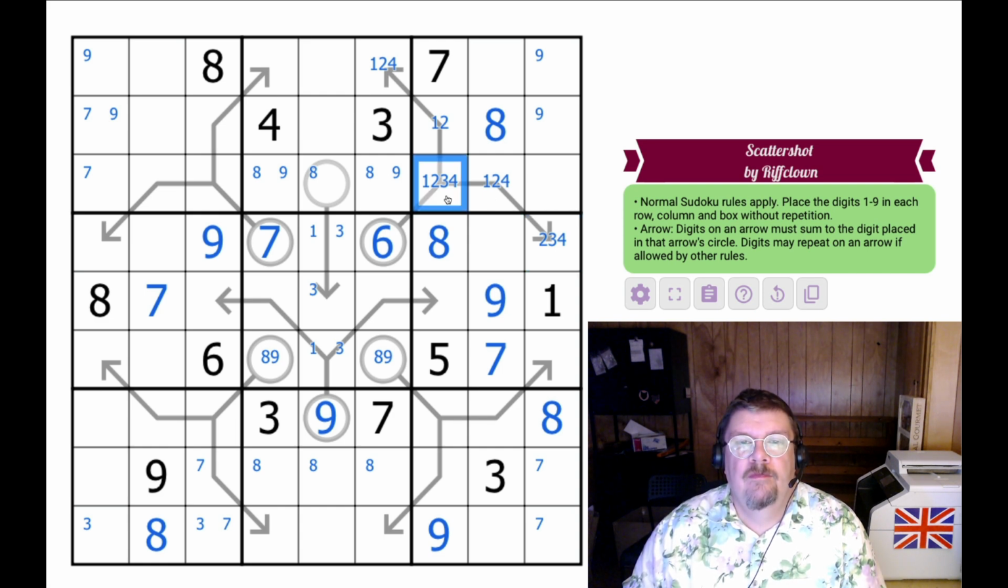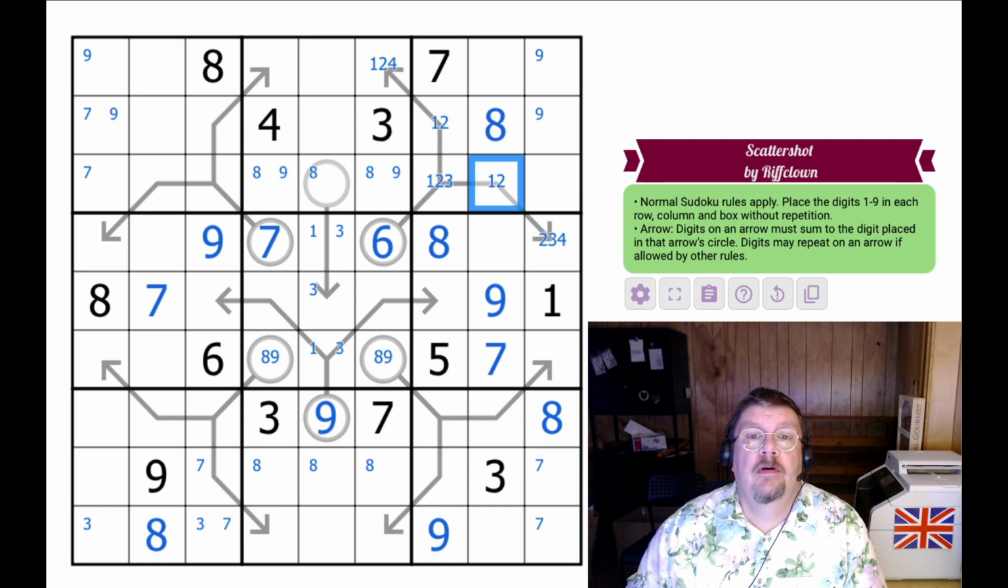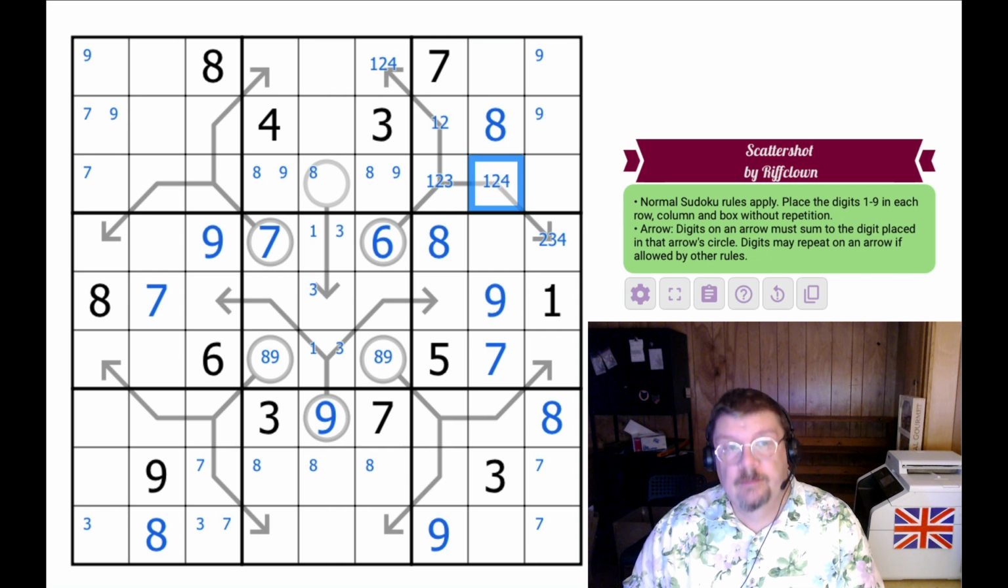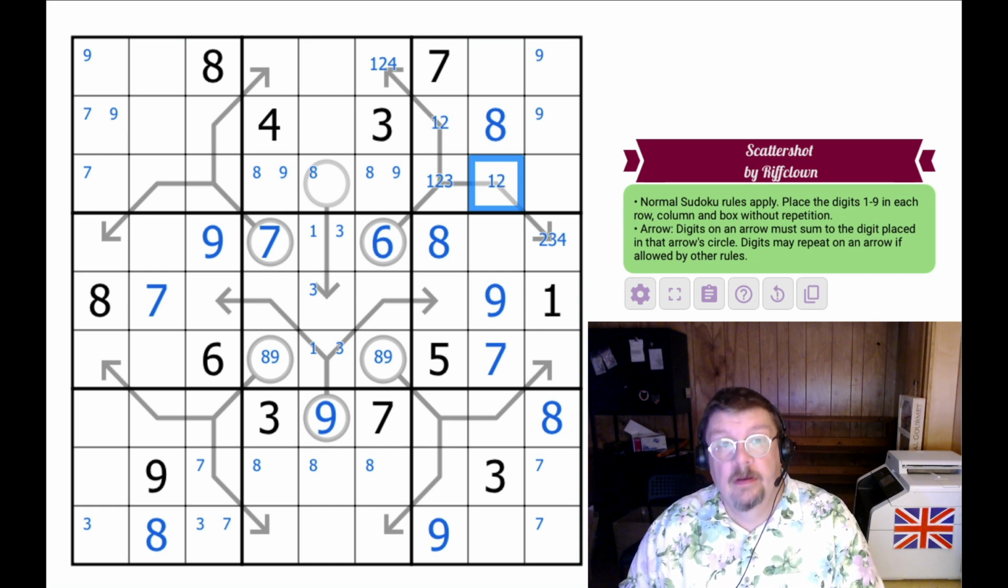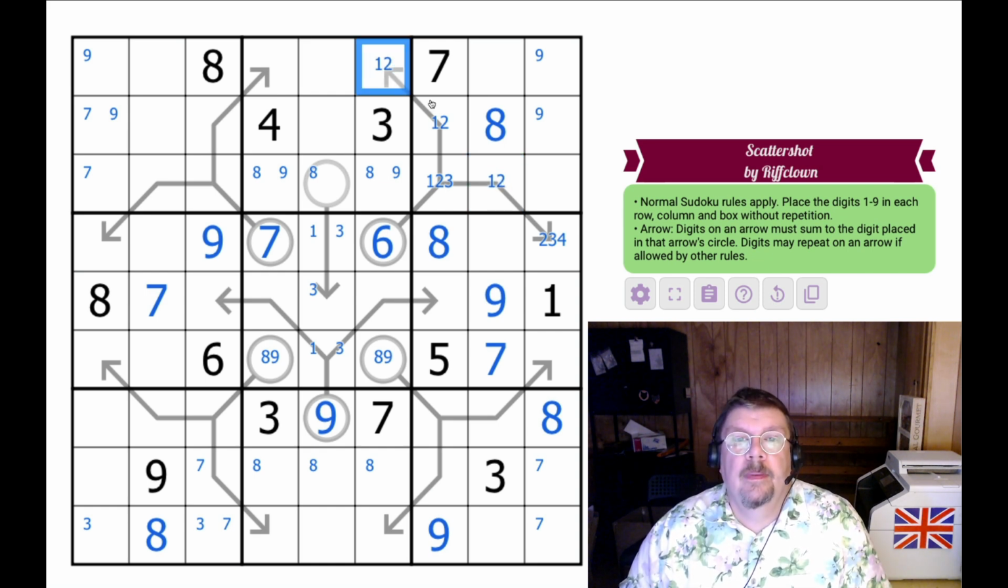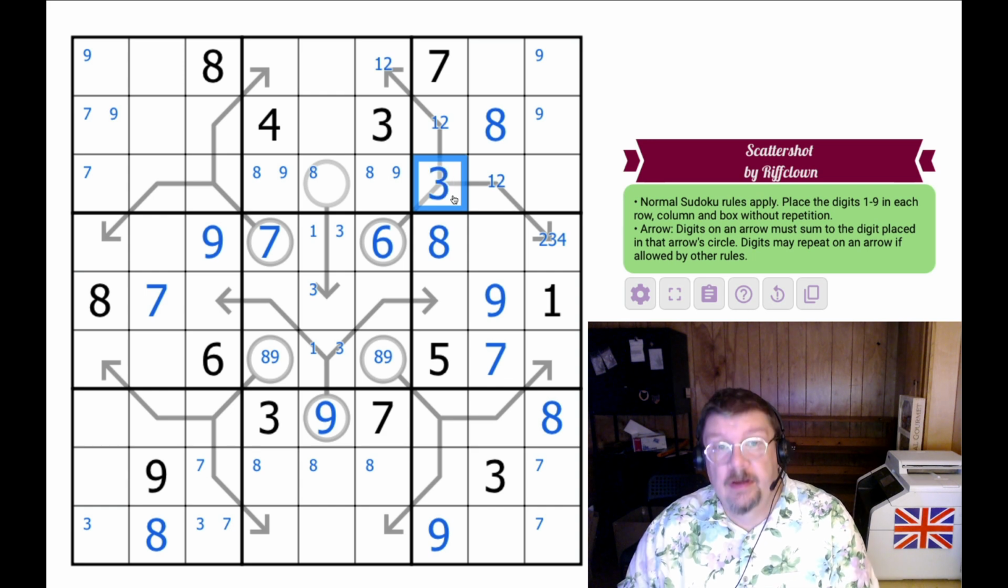If that were 4, I'd need all 4 of those to be 1s, which I can't do, so that's not a 4. If this were a 4, both of those would have to be 1s, so that's not a 4. And then that's not a 4. That can't be a 4 because I'd need both of those to be 1s. All right. Oh, there we go. That gives me a 1, 2 pair. That's a 3.